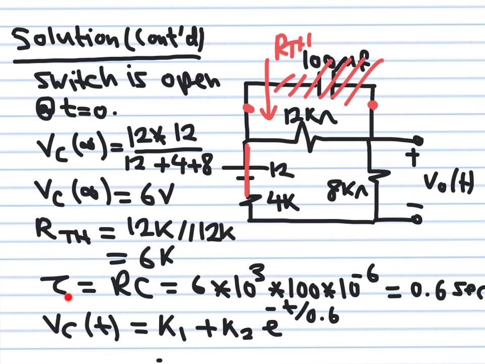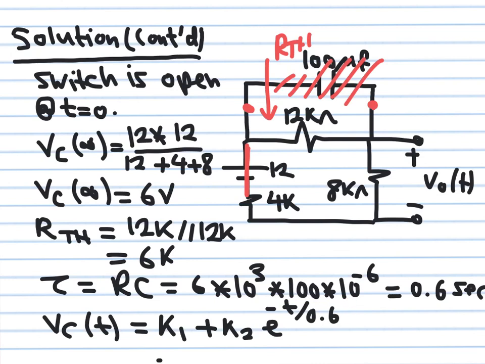We know that the time constant through which the capacitor is charging or discharging is R Thevenin multiplying C. I write it as R, but it's really R Thevenin. So it's 6K, 6 times 10 to the power 3, times this 100 microfarad. So this will give us 6 times 10 to the power 5 times 10 to the minus 6. You get 0.6 seconds. Then the expression for the capacitor in this second stage is K1 plus K2 e to the minus t over 0.6 seconds.